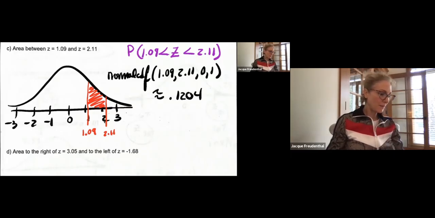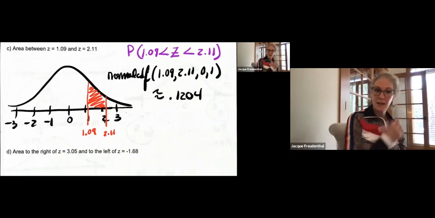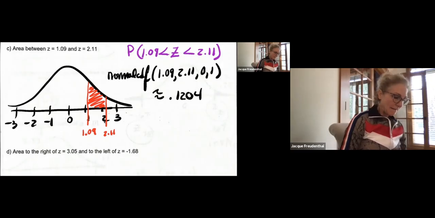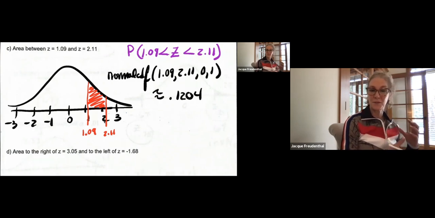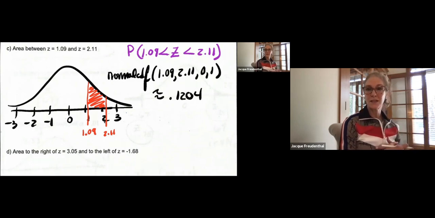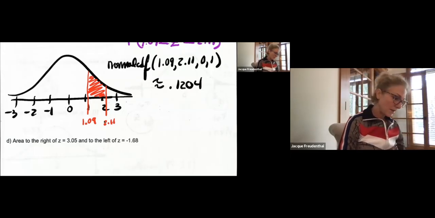Okay, so the calculator can be really efficient, just as much as StatCrunch can be. The calculator is great, StatCrunch is great. We're going to do both today. If you were doing this with the tables, you would have to look up 1.09, probably look at the area to the left of that, then look up 2.11, look at the area to the left of that, and then do some subtraction. So you don't need to do that. You can use your technology and say, I want between these two numbers. Okay, let's try this one.